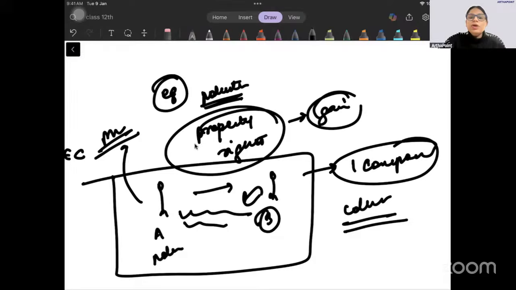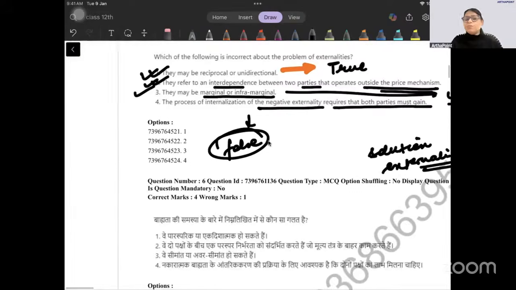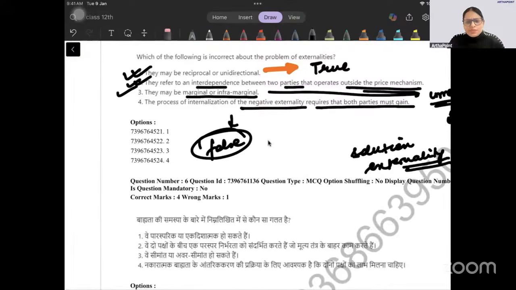So internalization can be done through Pigovian tax. Internalization can be done by combining the firms together, by defining the property rights, जो हम Coase theorem में पढ़ते हैं. So in that both parties may not gain. ठीक है? एक को लॉस होगा, एक को बेनिफिट भी हो सकता है. So the answer to this one is 4. 4 is the incorrect statement.